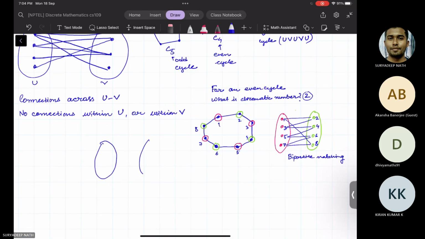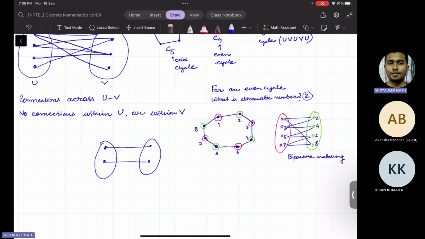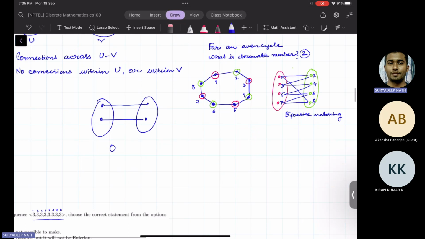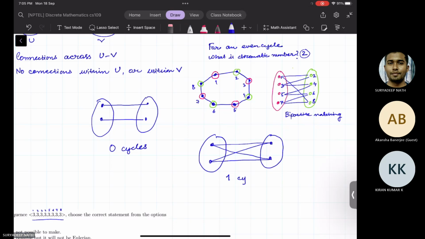So zero odd cycles is basically this graph. Let's say I have two elements. This graph doesn't have any cycle, so this is still a bipartite graph. So zero odd cycles includes zero cycles, so neither odd nor even cycles. But if you take the same graph and connect the cross edges, it has one cycle. This is a 4-cycle, C4, so it has one even cycle. Is it clear? Yes, sir.